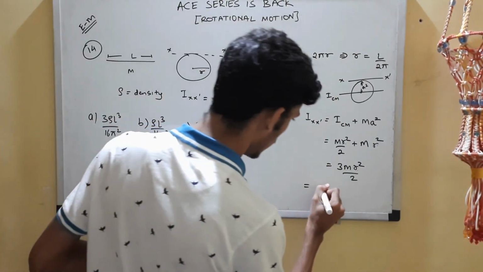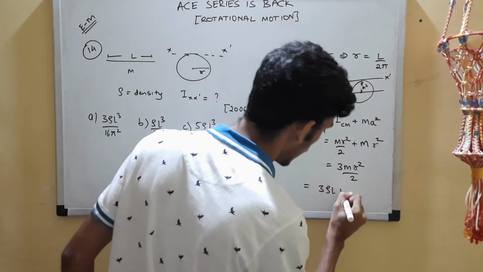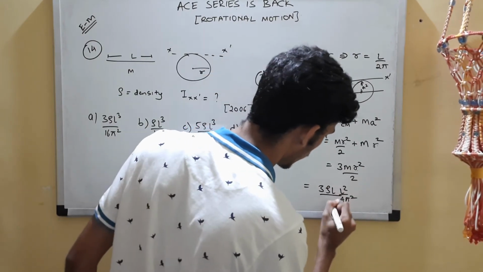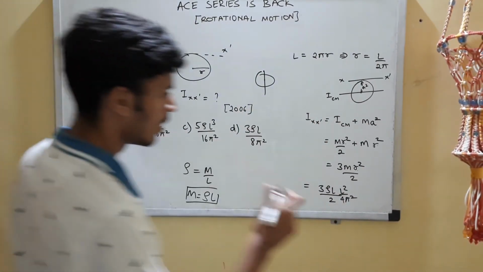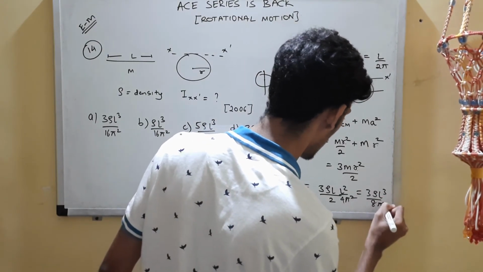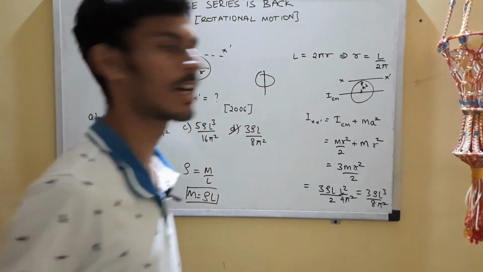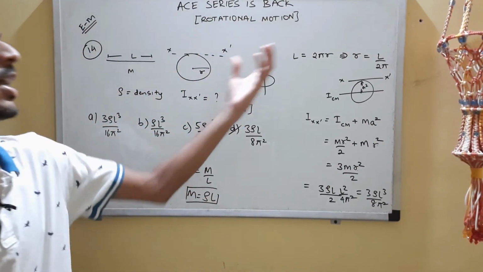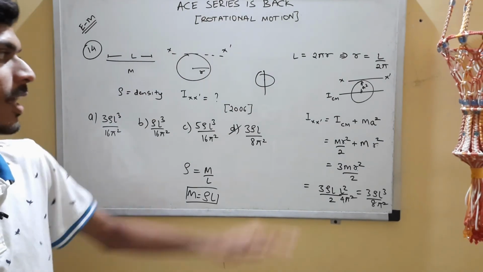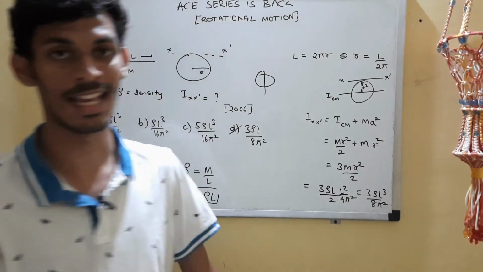So 3 m is rho L and R square, so square that, L square divided by 4 pi square. And here we also have a 2. So that will give us 3 rho L cube divided by 8 pi square, which is option D again. So option D is the correct choice over here. We just found the radius of the ring using the predefined logic, and then used the parallel axis theorem to find the moment of inertia about the x dash axis.